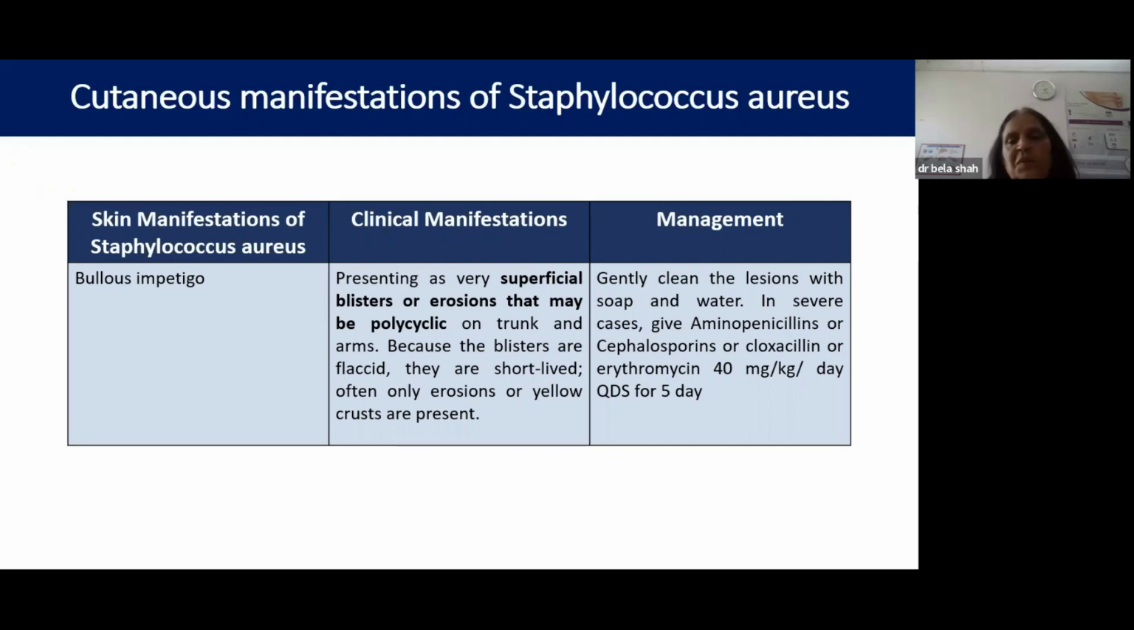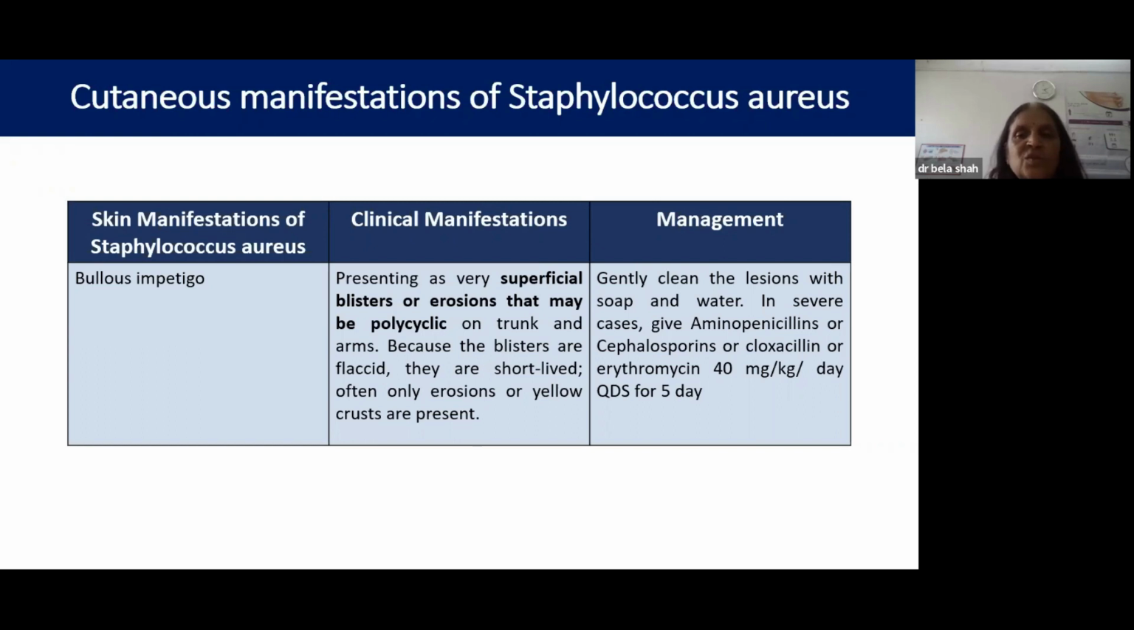So how do we manage these patients? It is better to guide them about general hygienic measures, and topical antibacterial agents are enough to treat impetigo. We will not have to start oral antibiotics in most cases. If there is a need to start oral antibiotics, then oral cephalosporins or even erythromycin or aminopenicillins are better drugs.